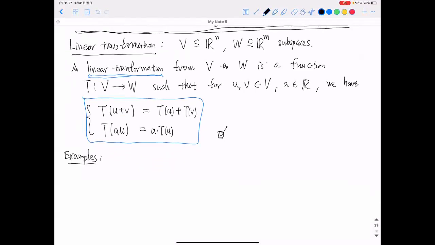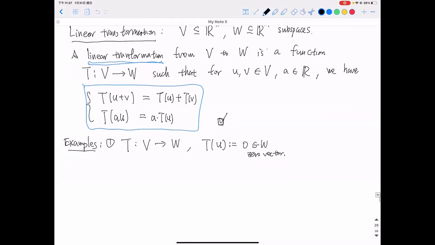Let's look at some examples. So first of all, there is the most extreme example. T goes from V to W. T sends every vector to the zero vector. Okay, and this is a linear transformation.